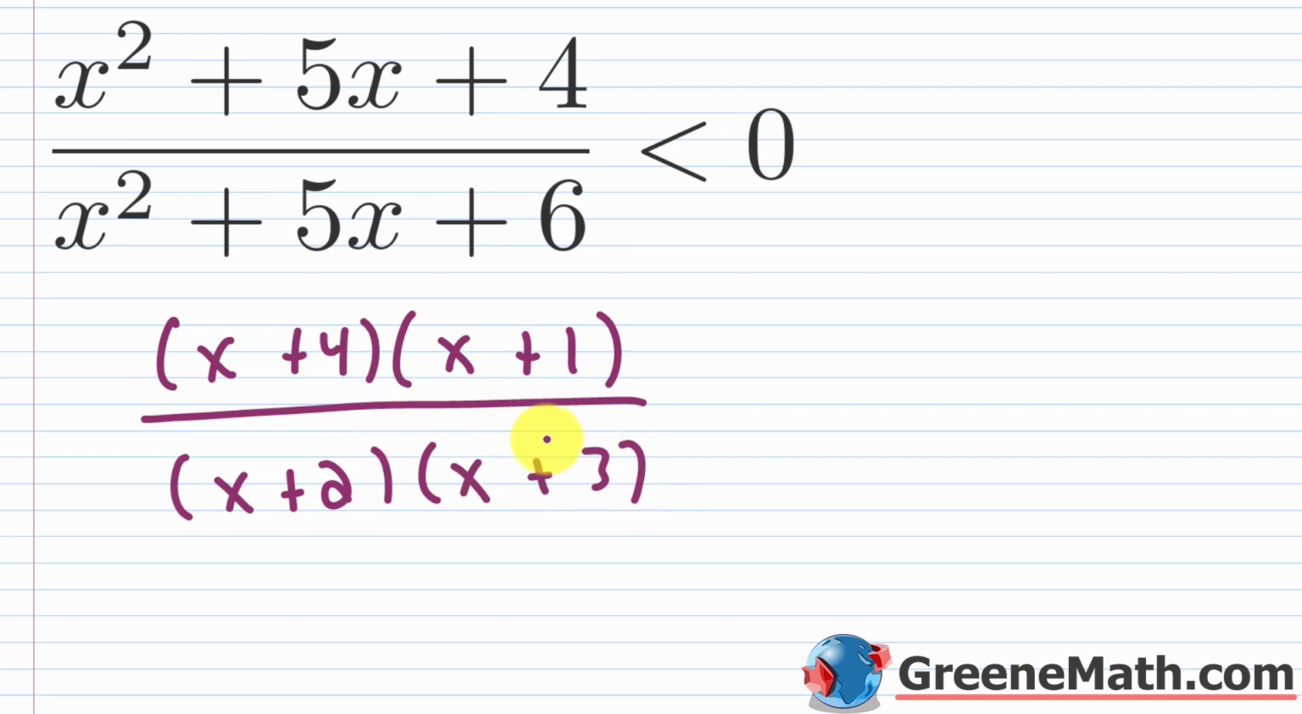So nothing's going to cancel like we had in the last example. But again, if you were going to cancel something, if you get a problem like that, make sure you list your domain first, because that domain is going to carry over to the simplified rational expression.